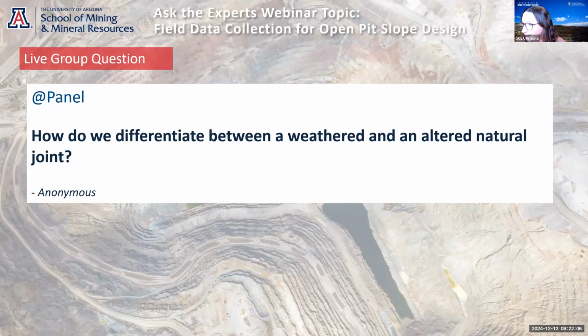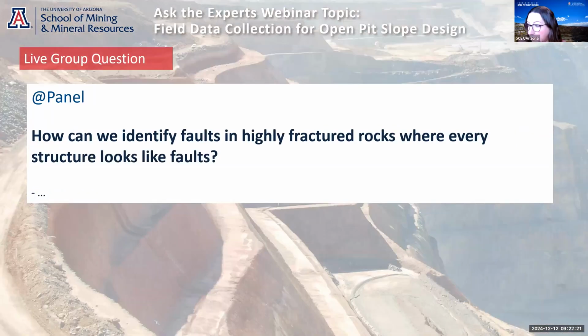All right, we've opened a good discussion here with some more live questions coming in based on the current discussion. So I'm going to pull up another one on identifying faults. How would you identify faults in highly fractured rocks where every structure looks like faults? And then someone else from our participant group commented on that: by fault, do you mean shear planes? So I will open this up to the panel.